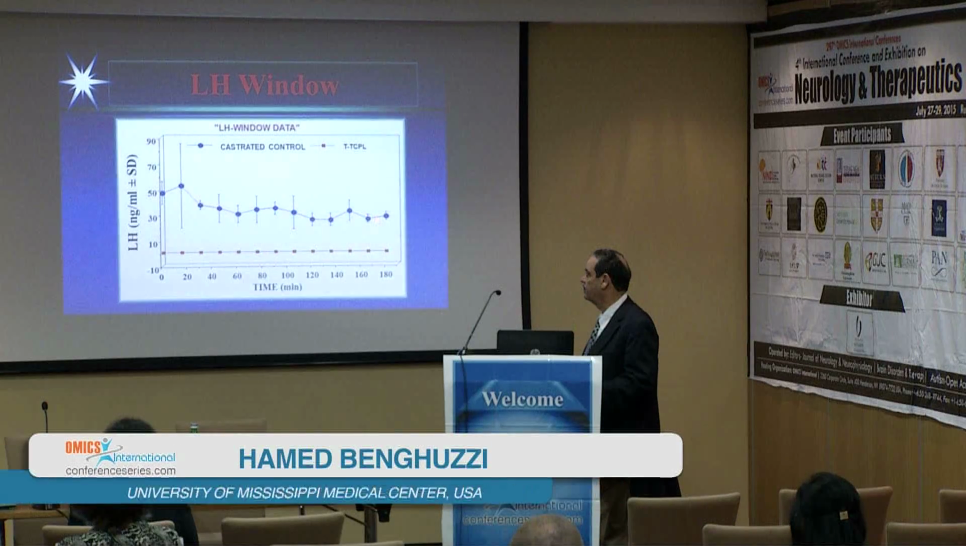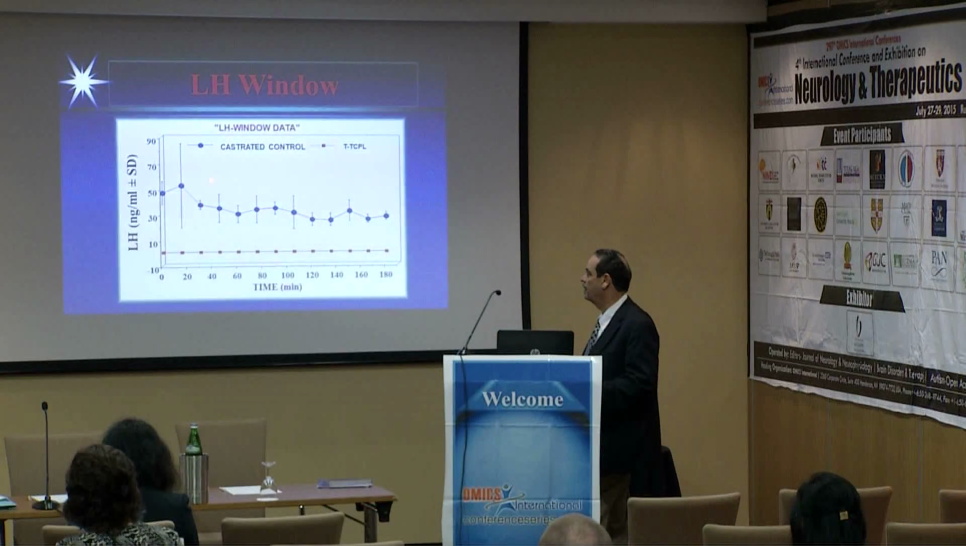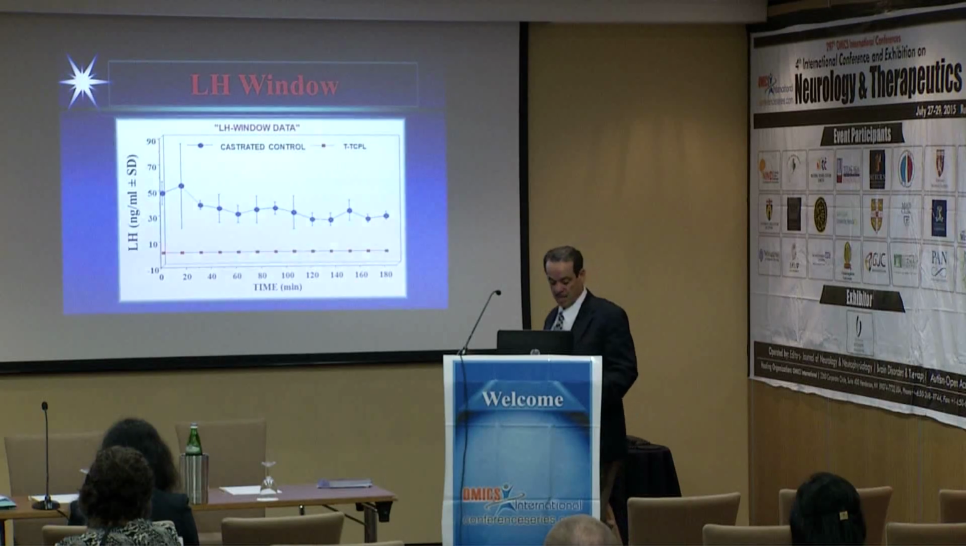The level of LH is approximately close to 45, 50 nanograms per mil. And this is the doing of the tricalcium phosphate loaded ceramics. You see that? It suppressed the LH, the pituitary hormone, to almost undetectable levels. That's showing whatever we released is real stuff.